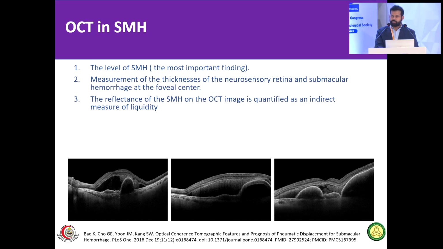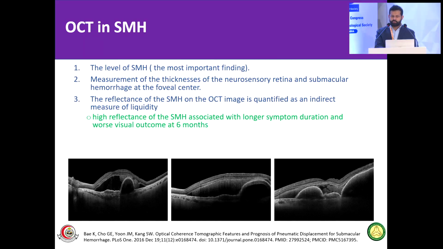The reflectance gives you an indirect way of measuring whether this is really involving the center of the fovea and needs to be treated. And the last one is the integrity of the ellipsoid zone and the external limiting membrane. In the OCT down here, you can see the one on your left, where you can see an elevation.